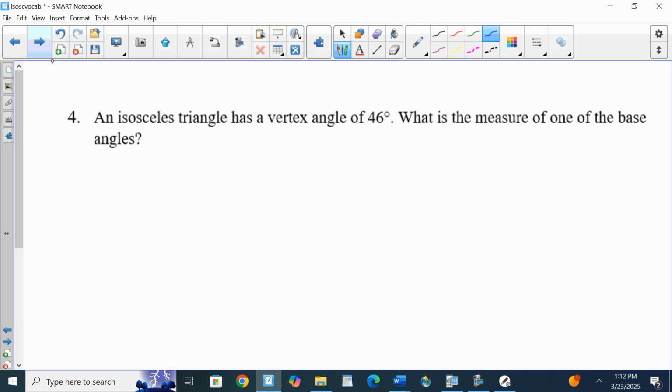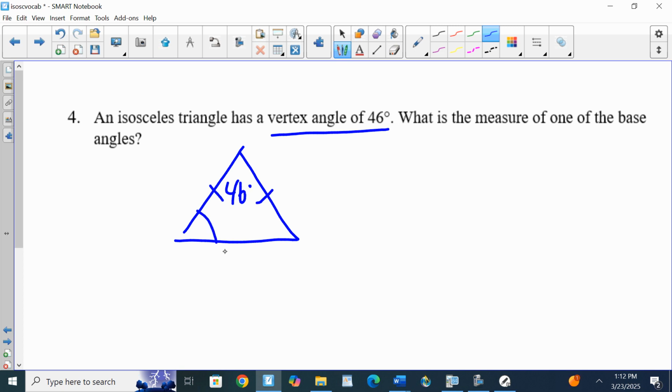Let's take a look at this one. Again, it's just understanding the vocabulary. So when it says that an isosceles triangle has a vertex angle of 46, the vertex angle is the non-congruent angle. So it's asking for the base angles. You need to understand that this is what it's asking for.